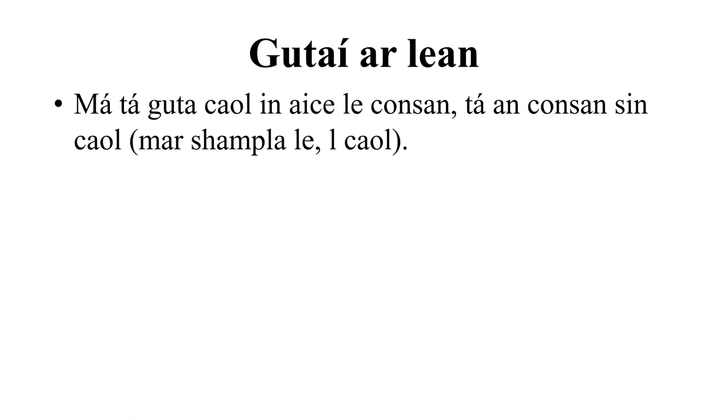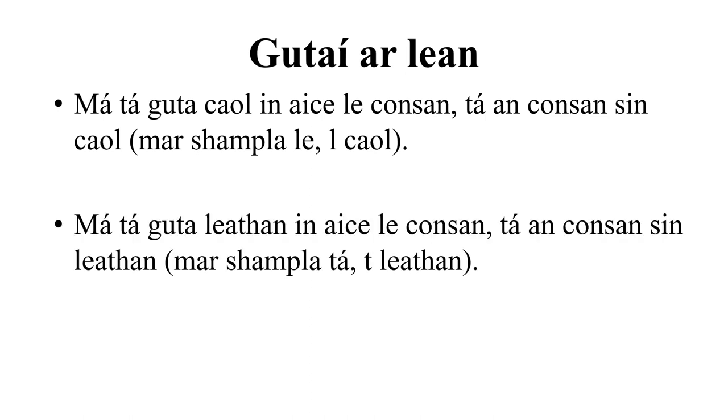Guta, vowels, continued. Má tá guta caol in aice le consan, tá an consan sin caol. Mar shampla, L-E, L caol. So if a vowel, a slender vowel, is beside a consonant, that consonant is slender. For example, L-E. L is considered a slender L because the E is a slender E. Má tá guta leathan in aice le consan, tá an consan sin leathan. Mar shampla, T, A fada, T leathan. If there is a broad vowel beside a consonant, that consonant is broad. For example, T, A fada, tá. A fada is a broad vowel, so the T is considered a broad T.